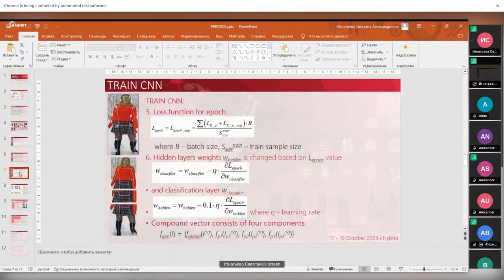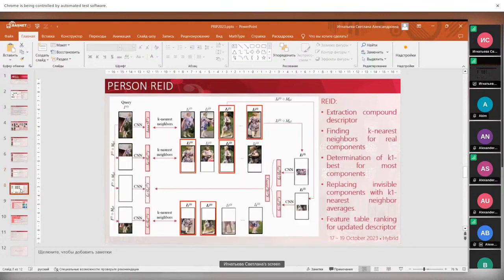Loss functions valid for the batch are accumulated, and the epoch loss function is calculated, based on which the weights are changed. At the same time, the change rate of hidden layers is less than for the classification layer. At the CNN output, we get a compound descriptor.